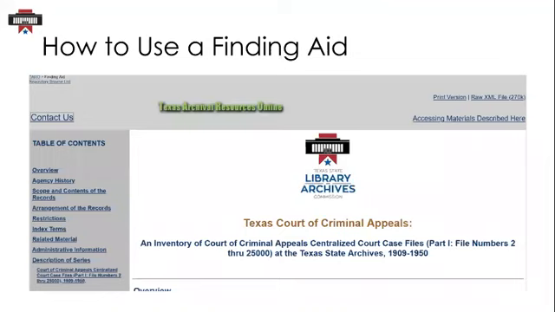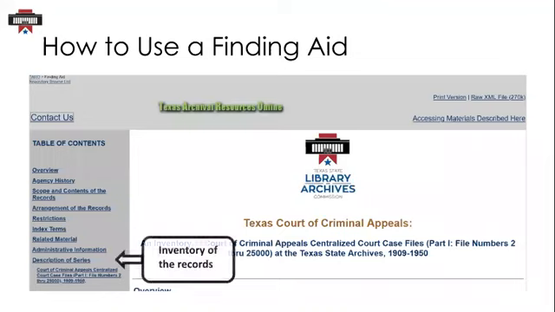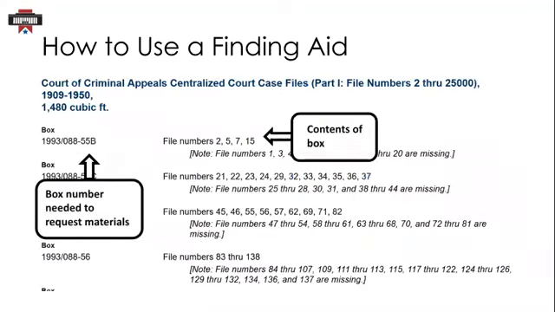So back to the top of that finding aid, going back to the table of contents, there's a section called Description of Series, and that's where it'll start going into the inventory of the records. So let's say I click on that. That'll take me further down the finding aid to that description, to that records inventory.